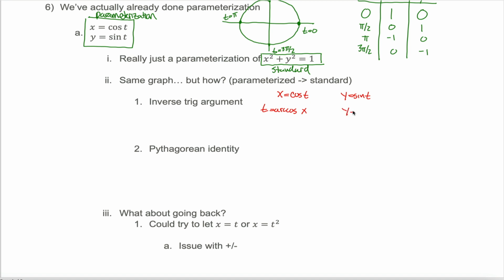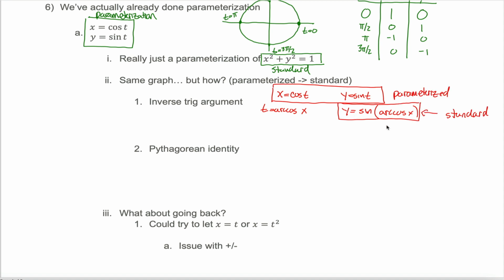So we would say that y is equal to the sine of, and then instead of writing t, I could write arc cosine of x. What we've done is we've gone from these parameterized equations to this single equation. And in this single equation, we represent y in terms of x. So we're done? Well, kind of. The problem is this doesn't look like what we expected it to look like.